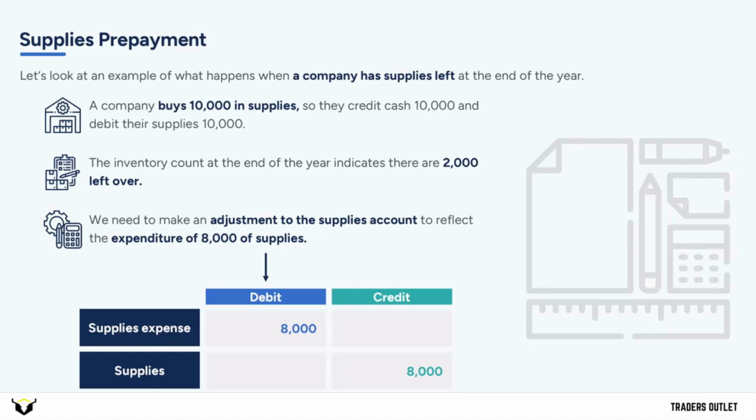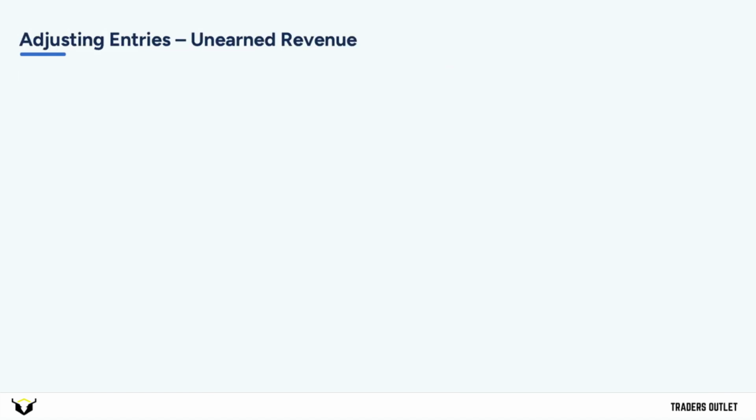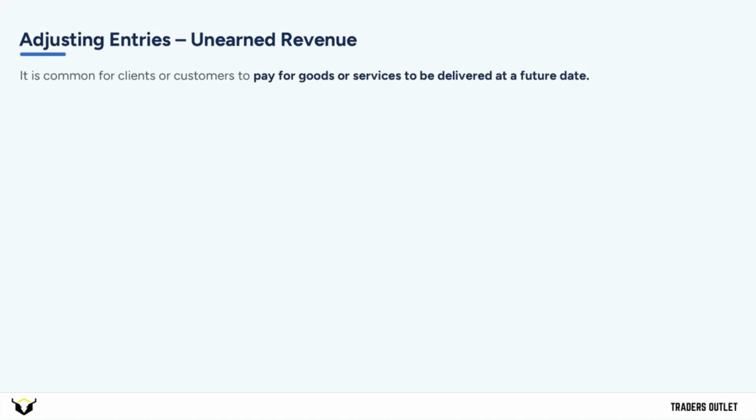This effectively reduces the supplies asset account to the $2,000, which was determined at the year-end inventory count. We're now going to turn to something called unearned or deferred revenue. It's quite common for customers to pay for goods or services that they will receive at a later date. So, for instance, deposits can be made on houses, cars, event spaces, amongst other things.